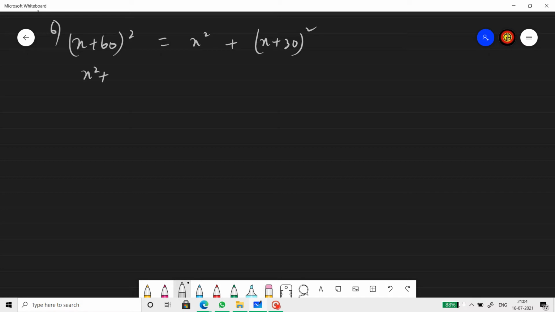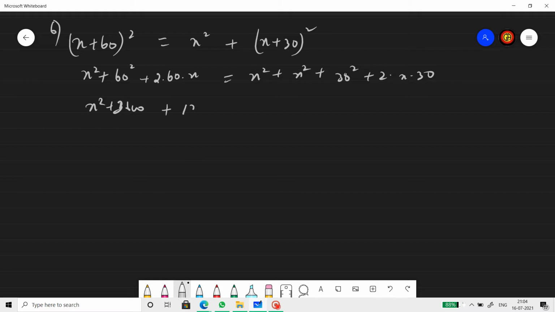X square plus 60 square plus 2 into 60 into x, using the a plus b the whole square formula. X square plus 30 square plus 2 into x into 30. X square plus 60 square is 3600. And here 120x equals x square plus x square is 2x square plus 900 plus 60x.